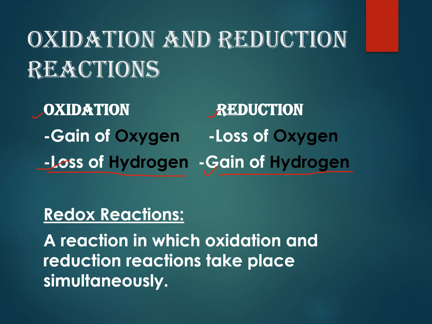So in simple words, you can say that gain of oxygen and loss of hydrogen means oxidation, and loss of oxygen and gain of hydrogen means reduction. And these reactions in which oxidation and reduction take place in a single reaction are called redox reactions. Red means reduction and ox means oxidation.